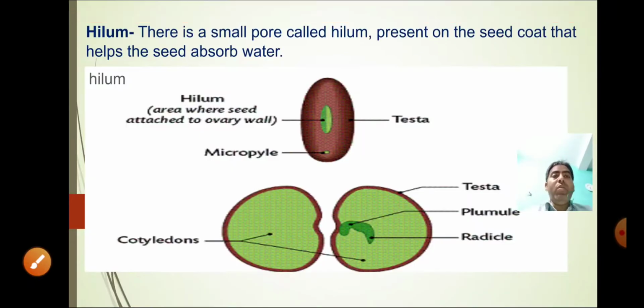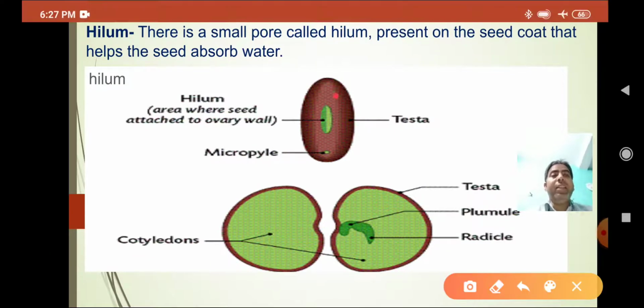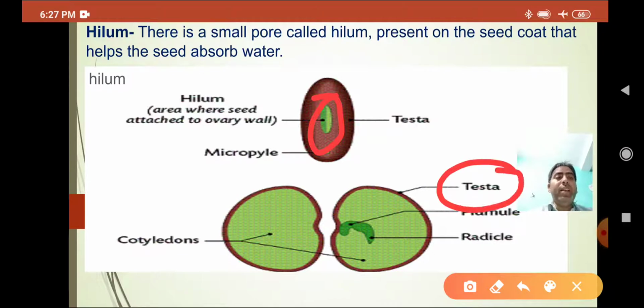Now come to the hilum. What is the hilum? Here in the seed you can see in the middle portion of any seed there is a hilum. There is a small pore called the hilum present on the seed coat that helps the seed to absorb water. This is the outermost covering, the testa, this is the plumule, this is the radicle, and these two are the cotyledons.